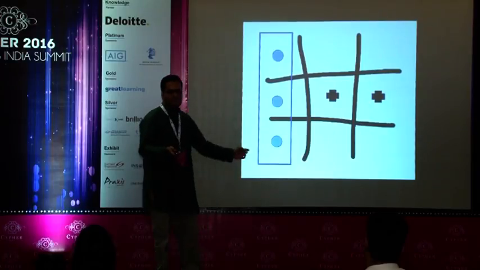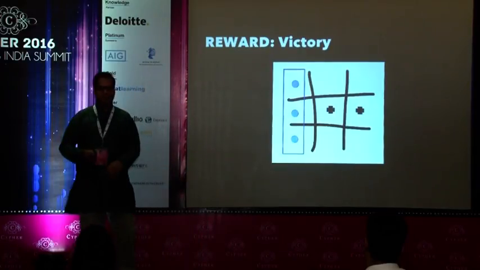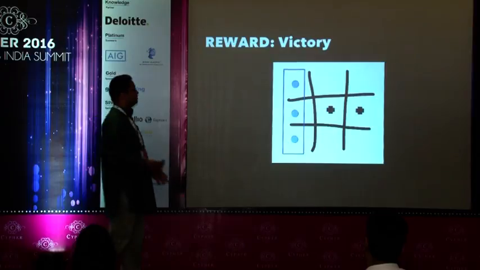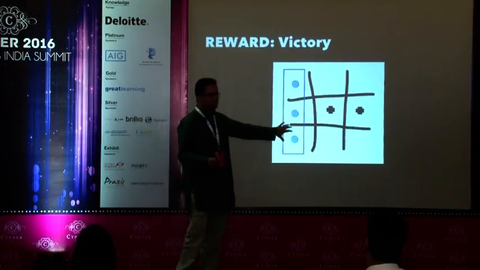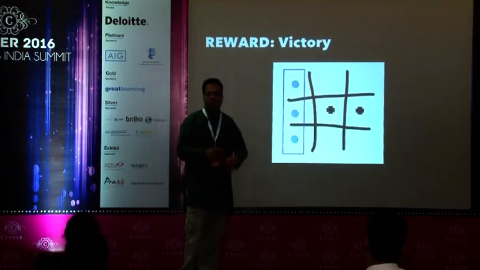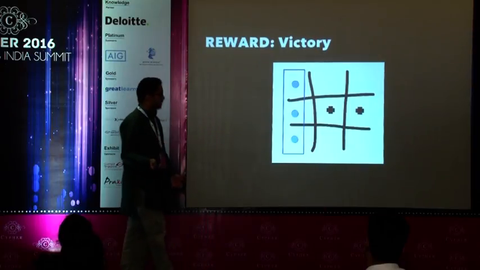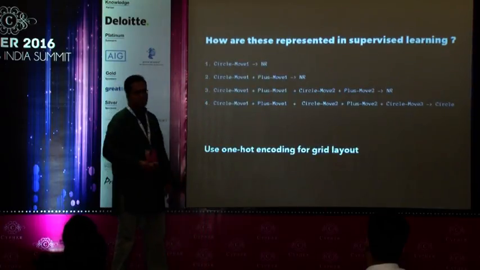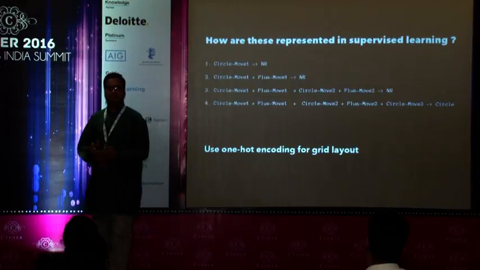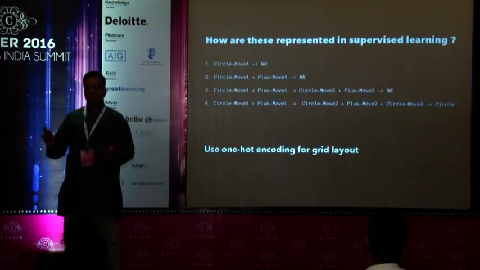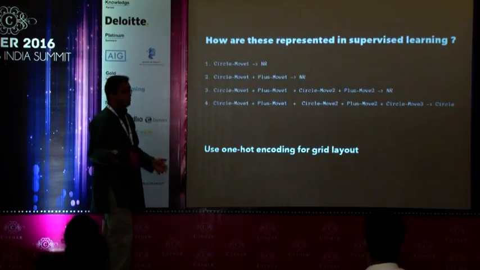Until here, the game ends, right? So this is how the reward works. For this particular software agent, the reward is a victory in this game. How would this particular setup be represented in a typical supervised learning algorithm?